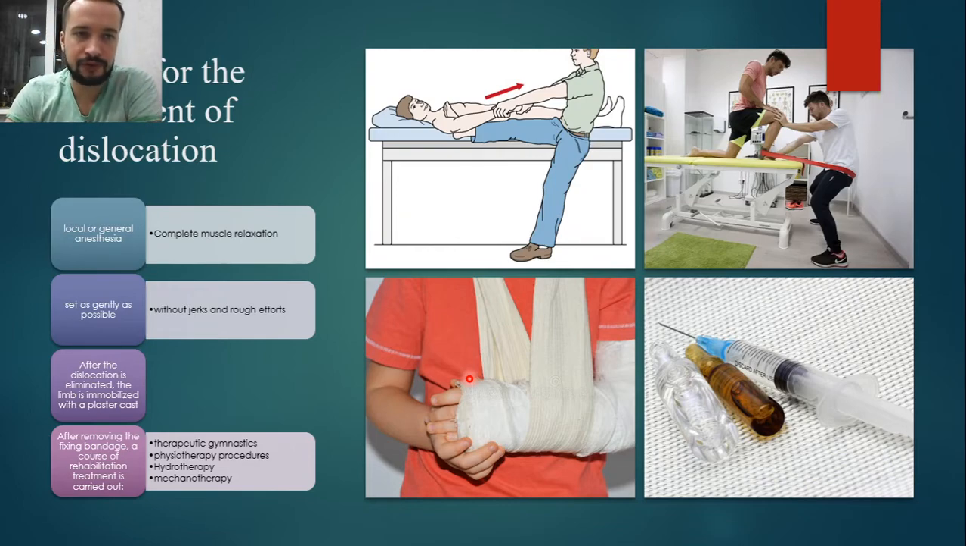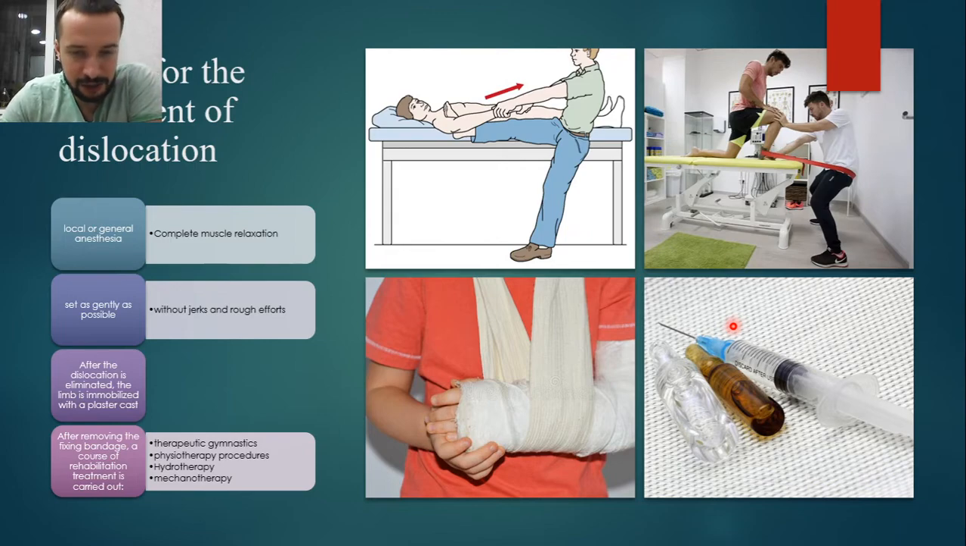Rules for the treatment of dislocation. First of all, you need to remember, when eliminating a traumatic dislocation, the following rules must be observed. Manipulation is performed with the use of local or general anesthesia, only in the case it is possible to achieve complete muscle relaxation. And there you see a picture that, first of all, anesthesia.